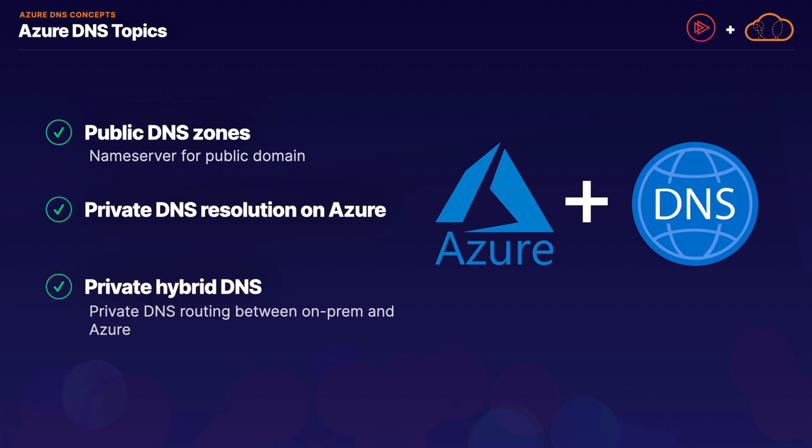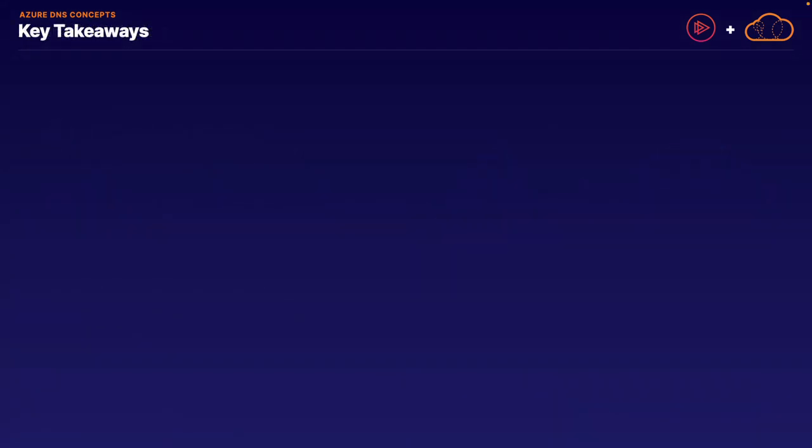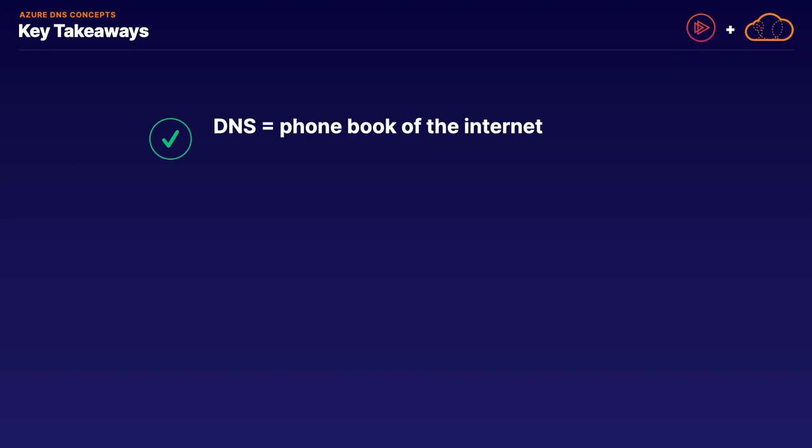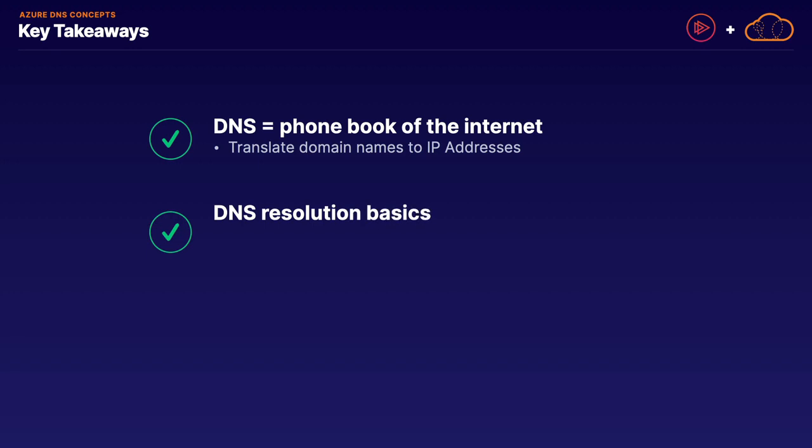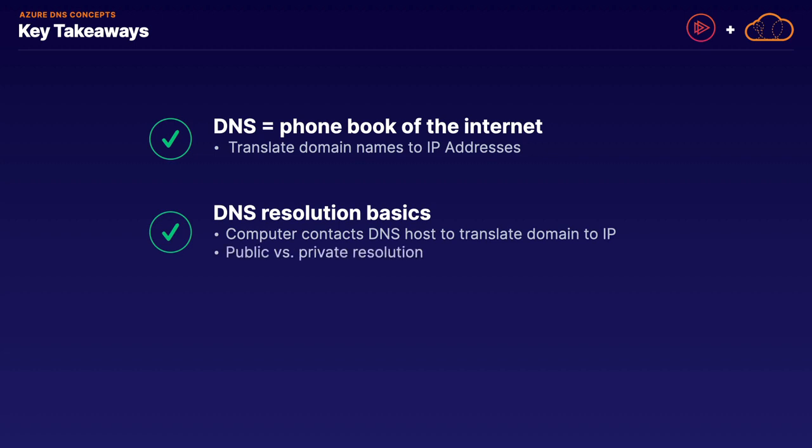So that's going to conclude our lesson as a quick preview of working with Azure DNS and also DNS in general, summarizing our key takeaways before we move on. We started off by learning how DNS acts as the phone book of the internet in both the public and private sphere, which acts to translate domain names to their associated IP addresses. We then covered a simplified version of how DNS connection works, in which a computer contacts some sort of a public or private DNS host to translate that domain request to its associated IP address, and we also covered some of the main differences between public and private DNS resolution.